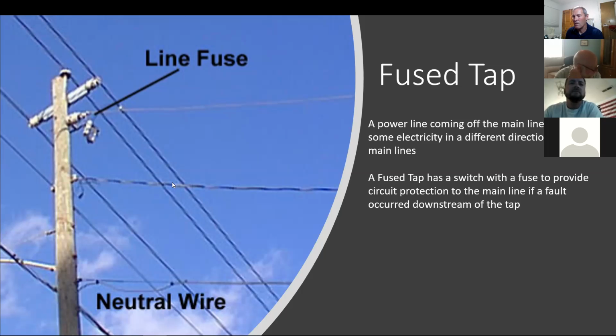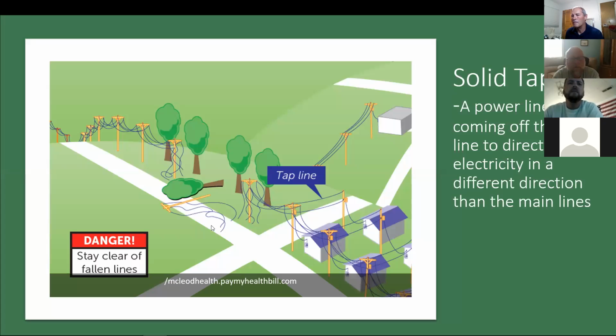I think I had that same picture. Tap line is the same thing as a fuse tap. It just has no fuse protection, so if there's a fault, it's going to affect the main line as well.